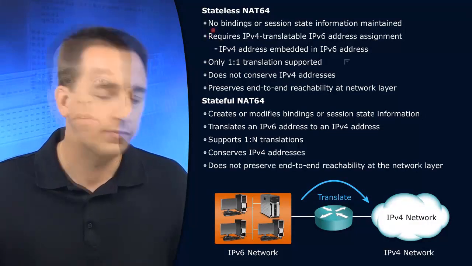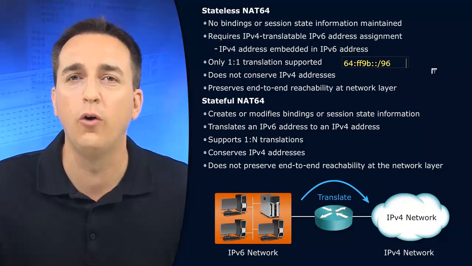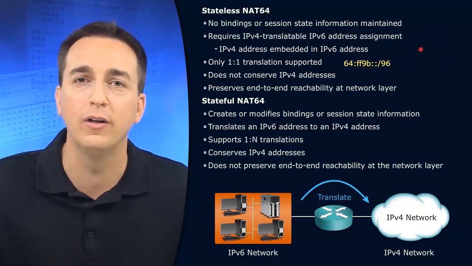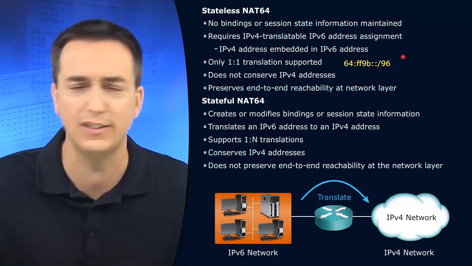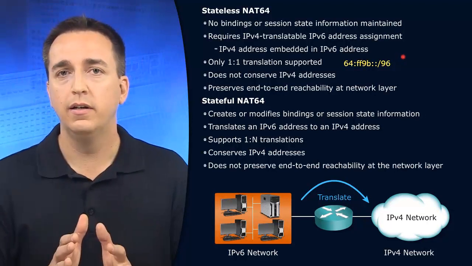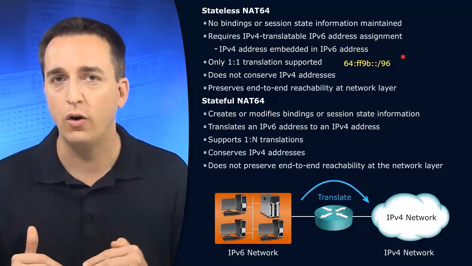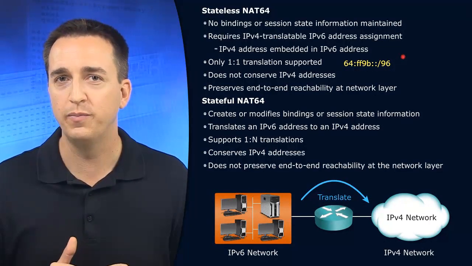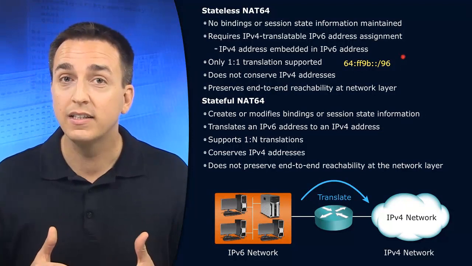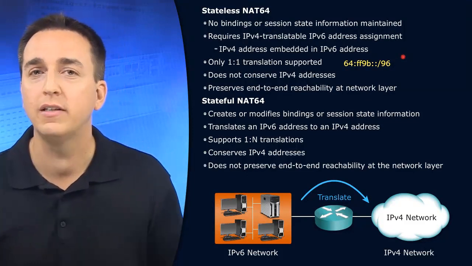Well, let me show you. Here is the well-known address: 64:FF9B::/96, not 64, whoa, 96. If you analyze the slash 96, how many bits are left over? Well, 128 minus 96 is 32. So 32 bits left over.